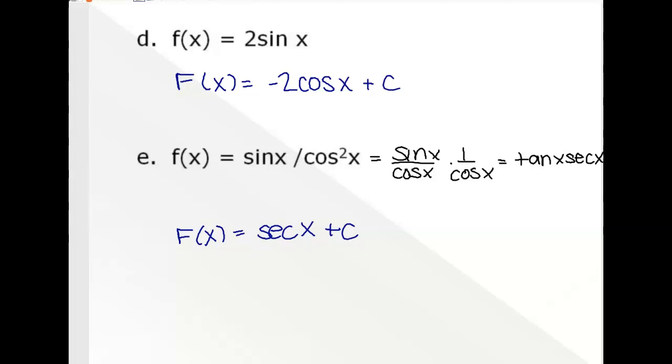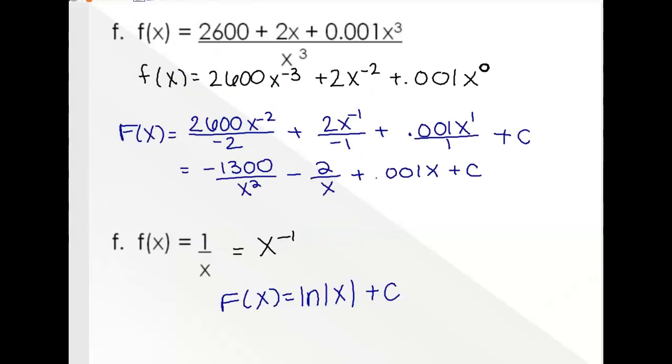In letter F, that's the other one I told you could give it a try. So hopefully you did what we did in letter B, and you took your denominator and you broke it out into each part. So that would have been 2600 x to the negative 3. And then after that, you would have wanted to take the next part and do x over x cubed. So you get 2x to the negative 2, plus 0.001 x to the negative 1.